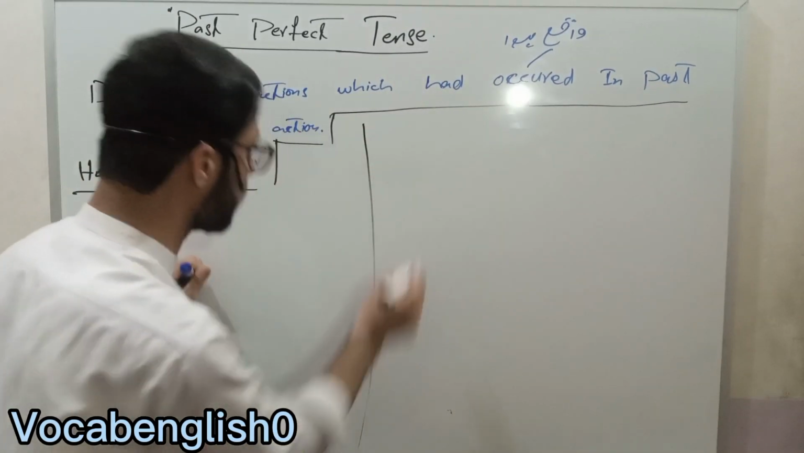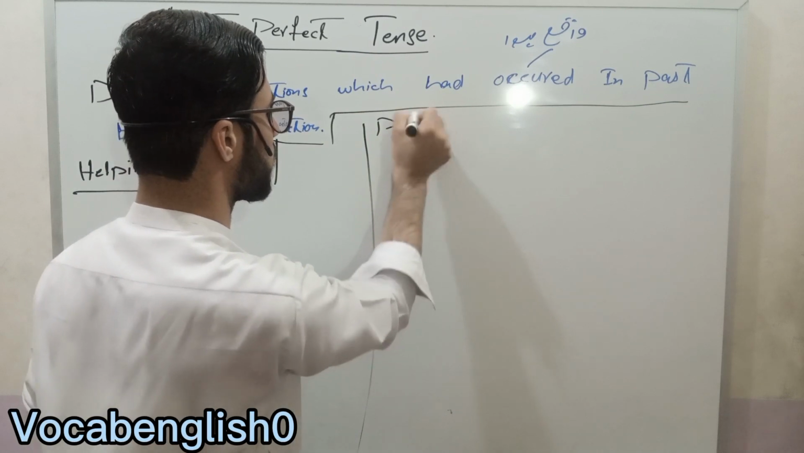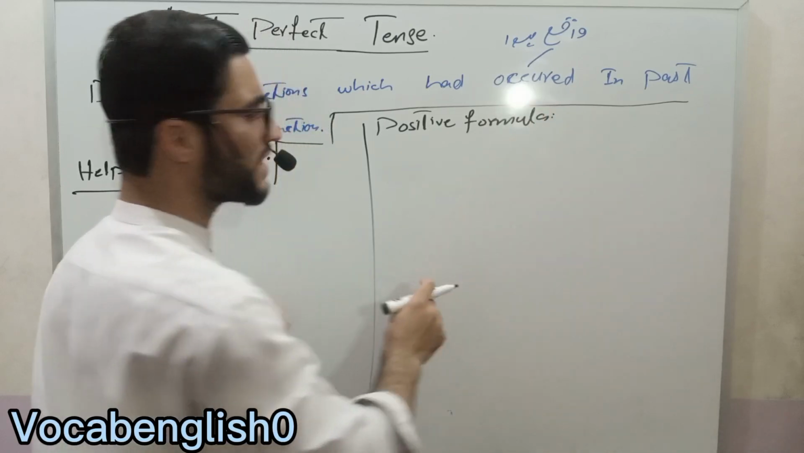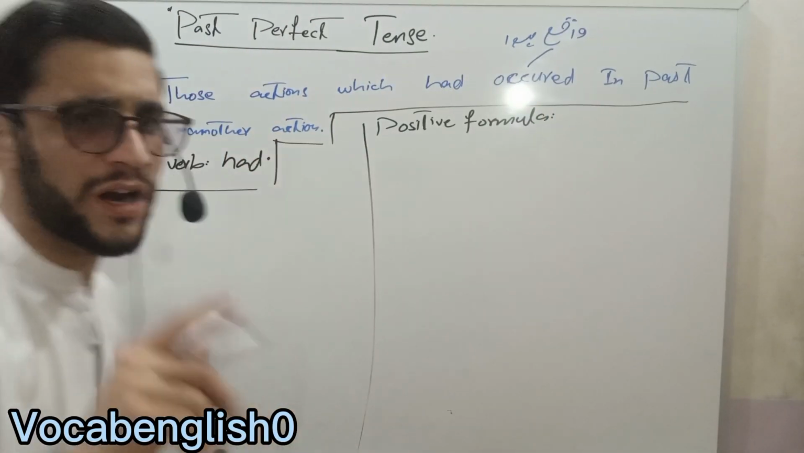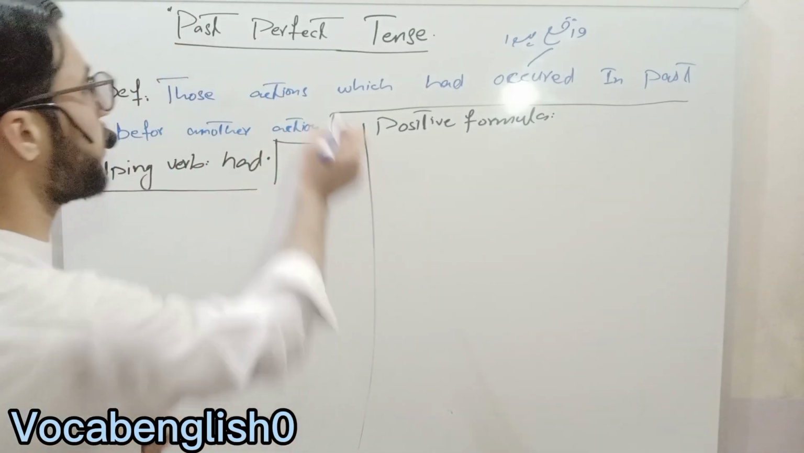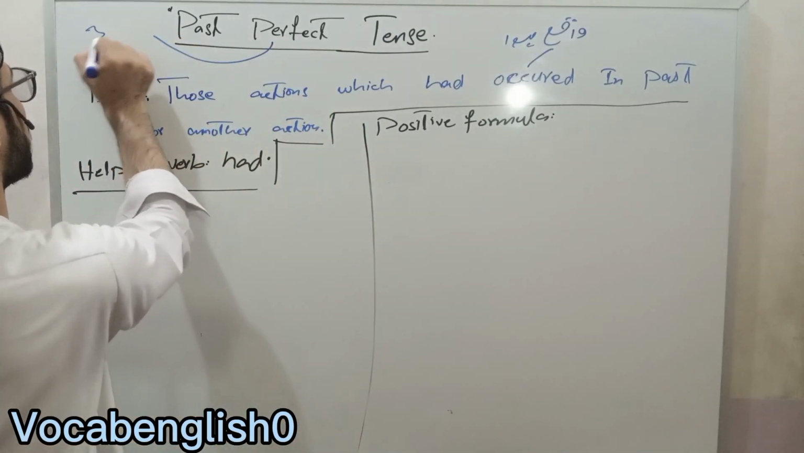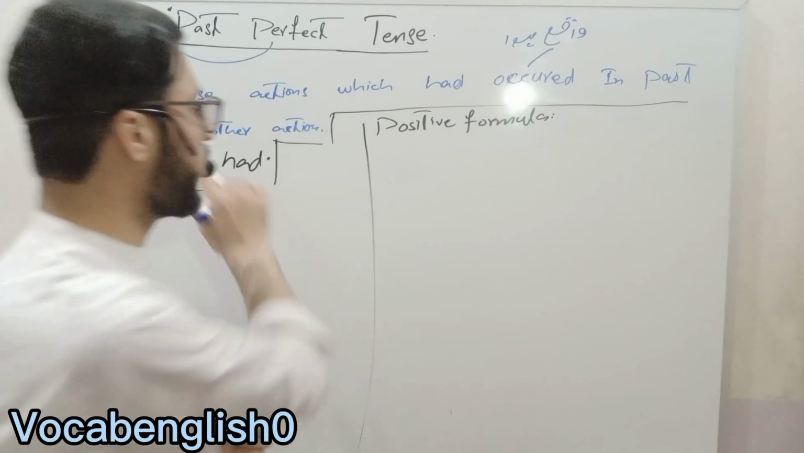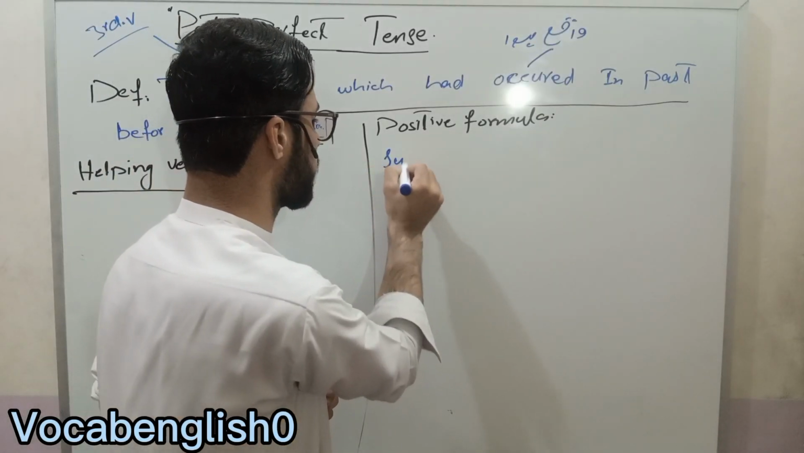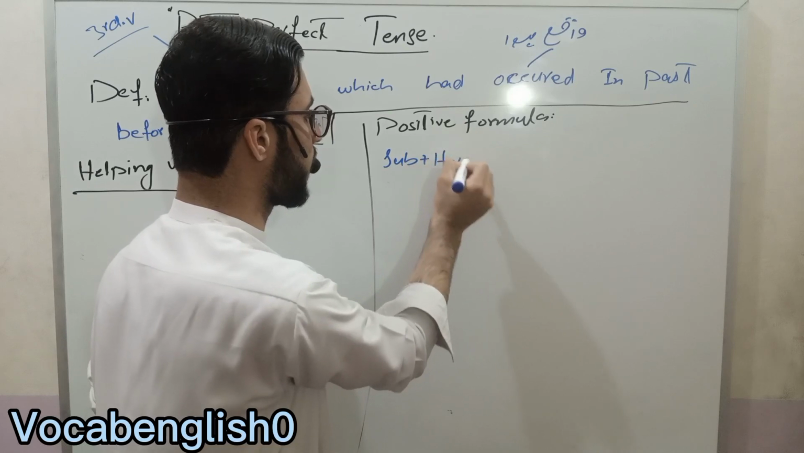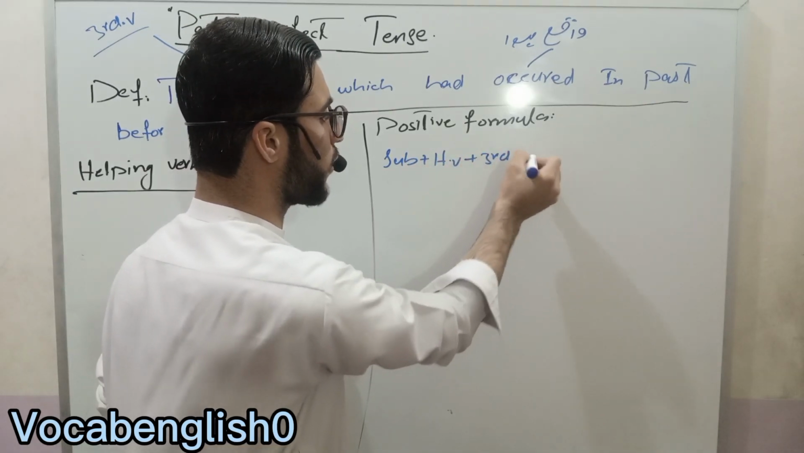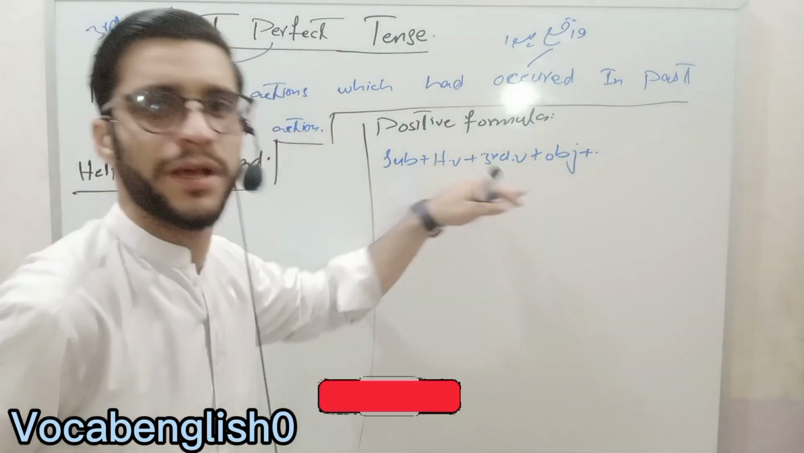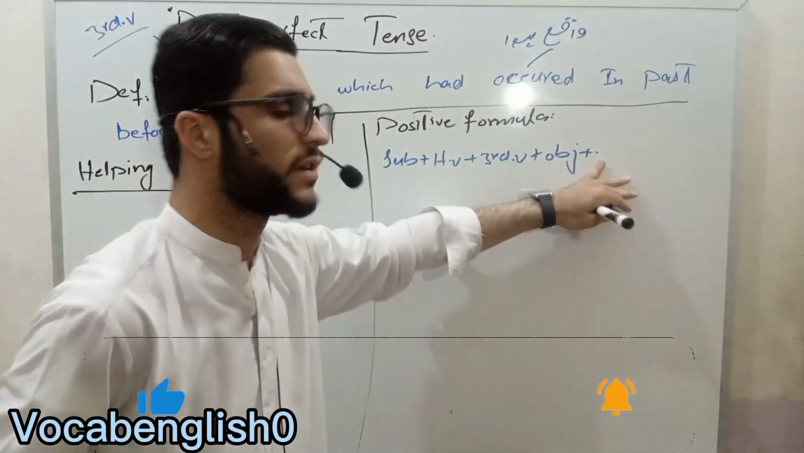Then the positive formula is there. What is the positive formula of this tense? Before I told you people one thing, remember one thing, in every perfect tenses we are using third form verb. Now here the positive formula is: subject plus helping verb plus third form verb plus object plus full stop.